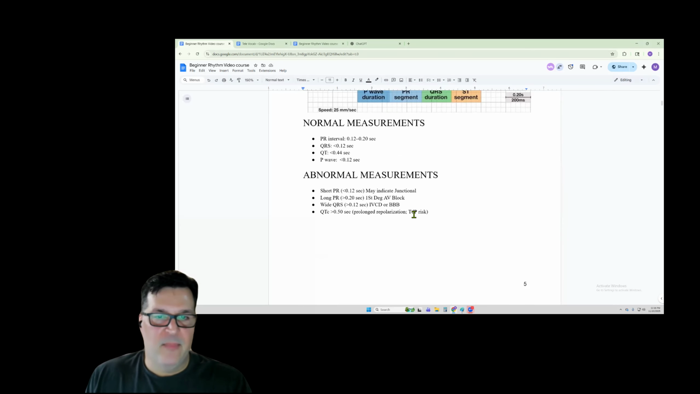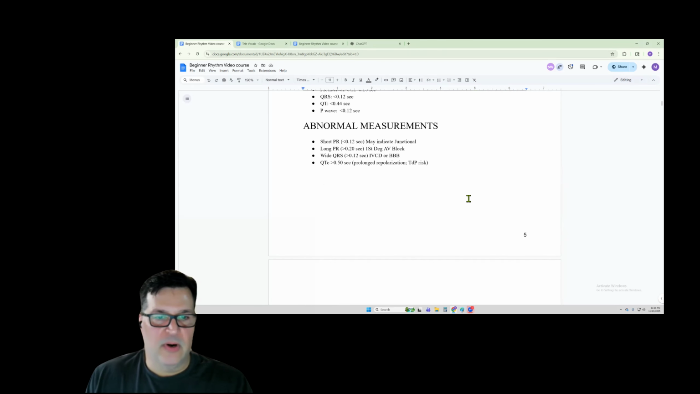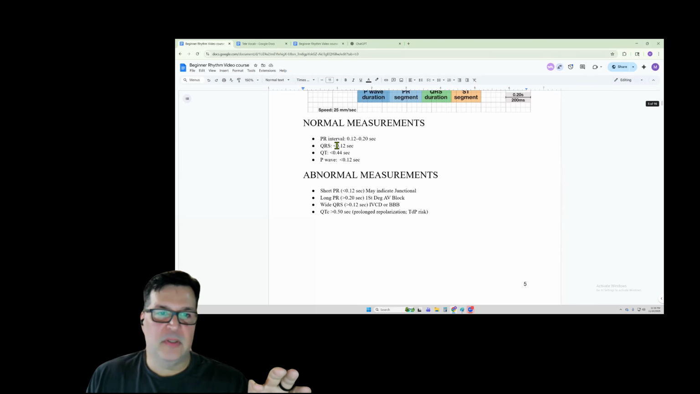And then we have some abnormal measurements. We won't worry about those right yet. Normal measurements: PR interval is between 0.12 and 0.20. QRS needs to be less than 0.12. And then the QT is less than 0.44.